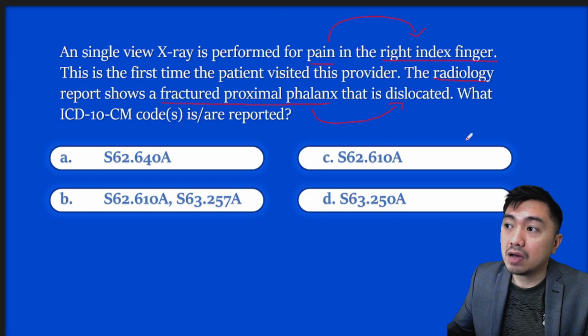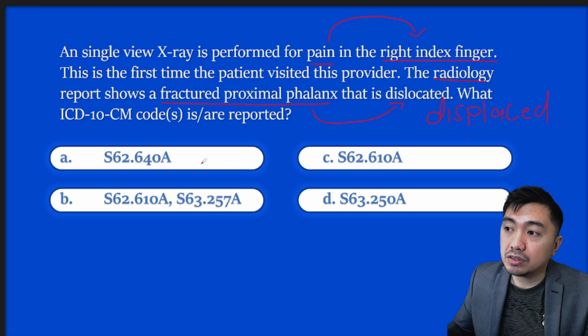All right. So you have a patient here who has fractured proximal phalanx that is dislocated. So it was not mentioned here if it's displaced or not displaced. So you will be coding this one as displaced according to the guideline that I have shown you earlier. All right. So displaced proximal phalanx fracture.